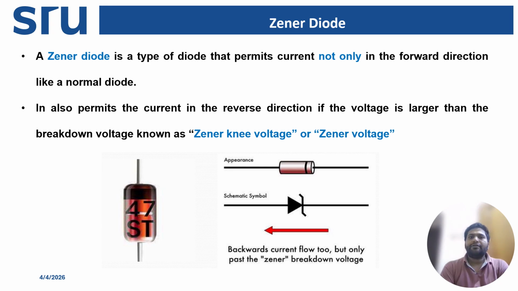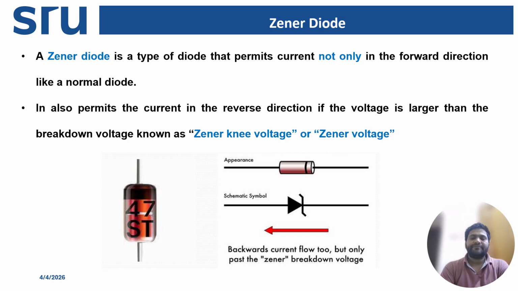Unlike a normal diode, which gets damaged in breakdown, a Zener diode is specially manufactured to operate safely in reverse bias at the breakdown voltage and maintain a constant voltage across it. Because of these properties, Zener diodes are mainly used in voltage regulation circuits.